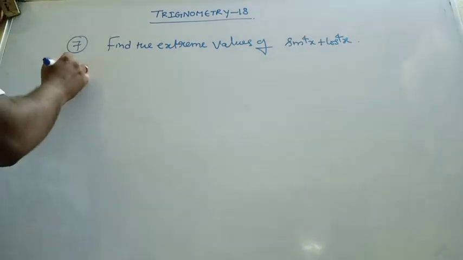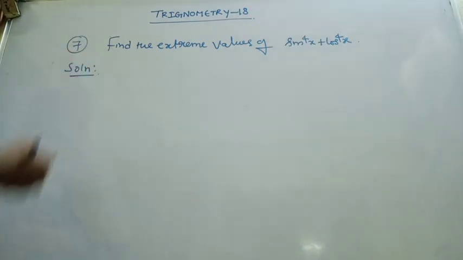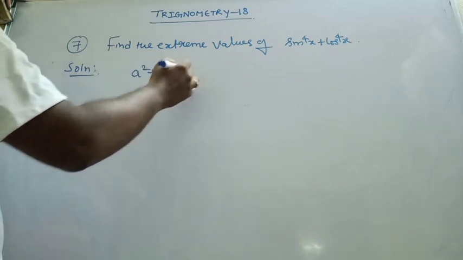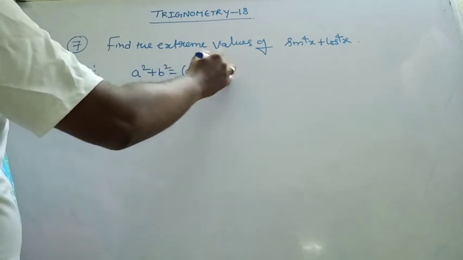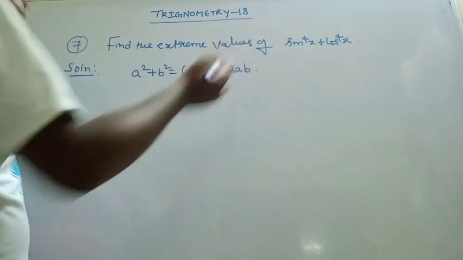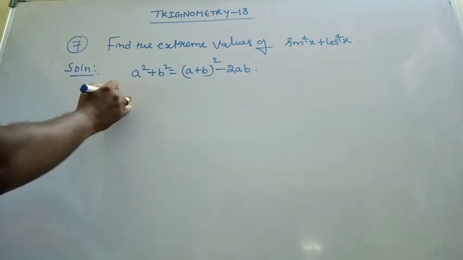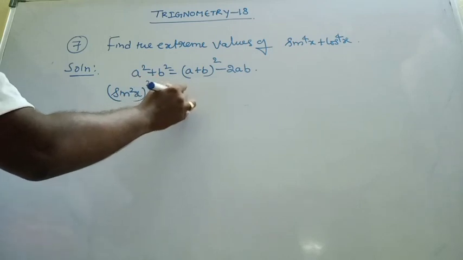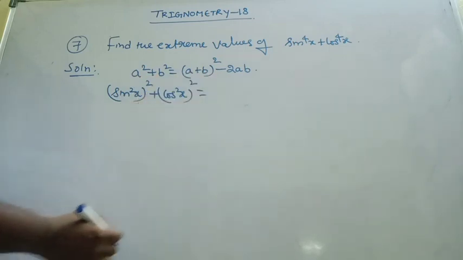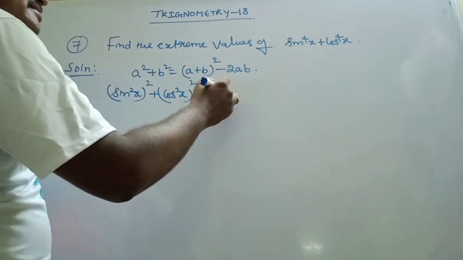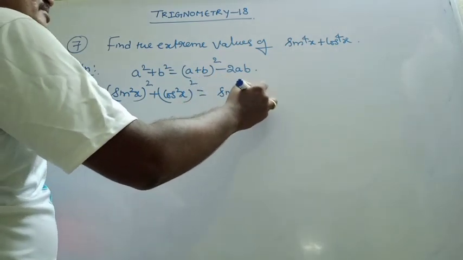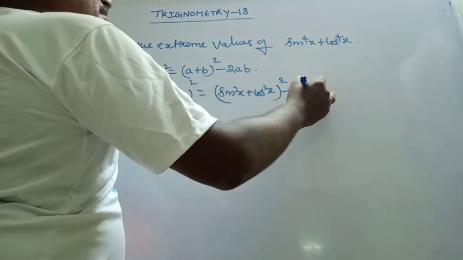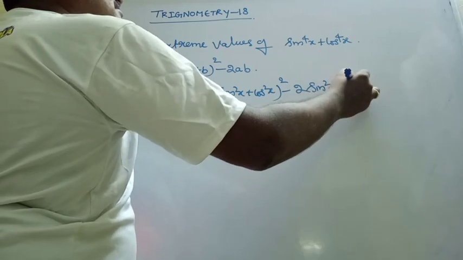See, now we are having here, my dear students, sin power 4x plus cos power 4x. We are going to use the formula a square plus b square is equal to a plus b whole square minus 2ab. Now sin power 4x we can write as sin square x whole square plus cos square x whole square, a square plus b square. This is equal to sin square x plus cos square x whole square minus 2 into sin square x into cos square x.